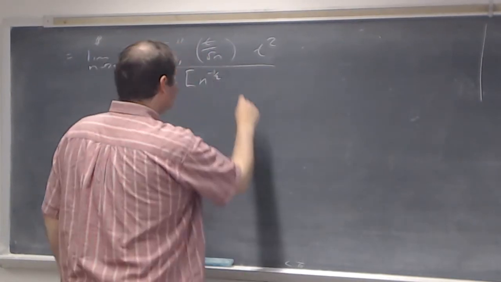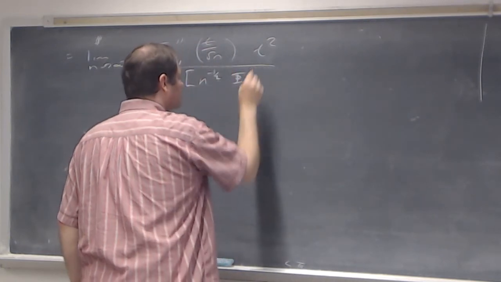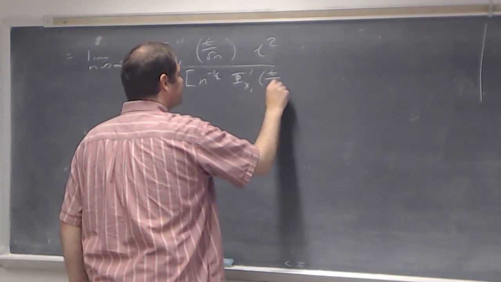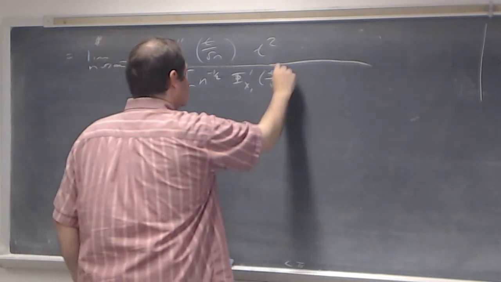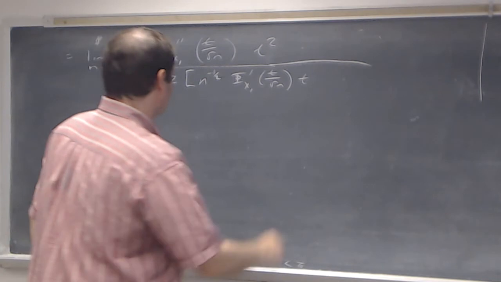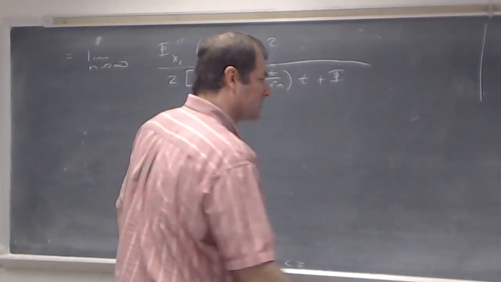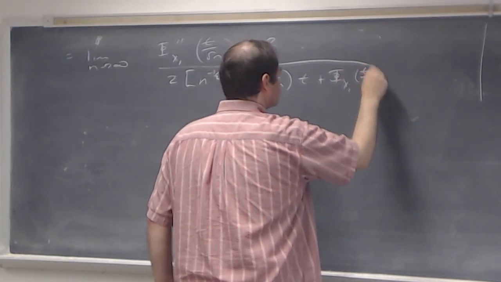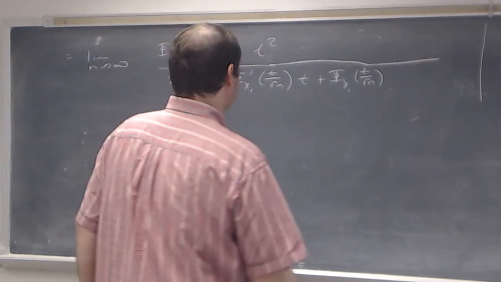There's a phi sub x sub 1 prime of t over the square root of n. And then there is a t to multiply that by. And then there's plus phi sub x sub 1 of t over the square root of n. And that's all that's there.